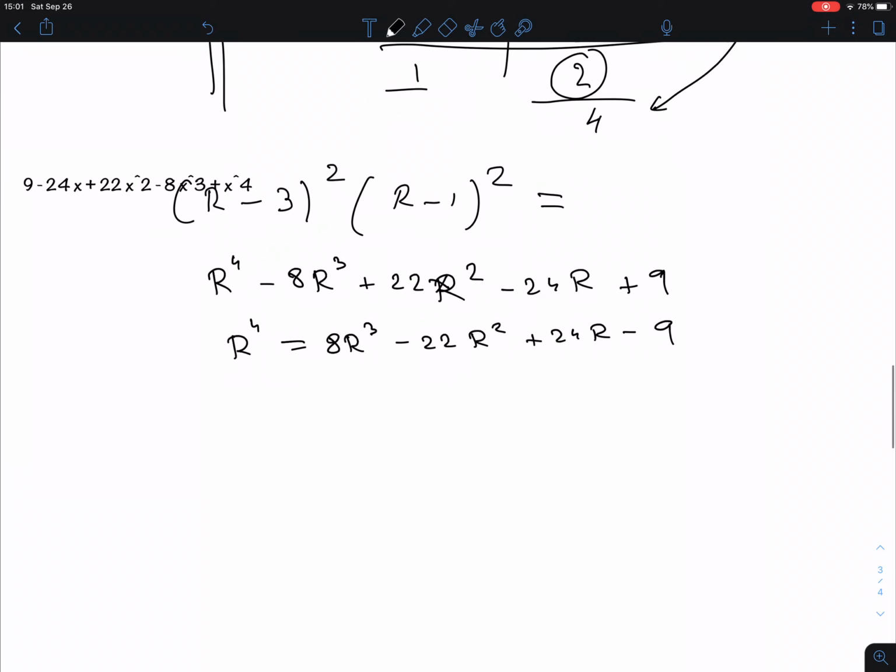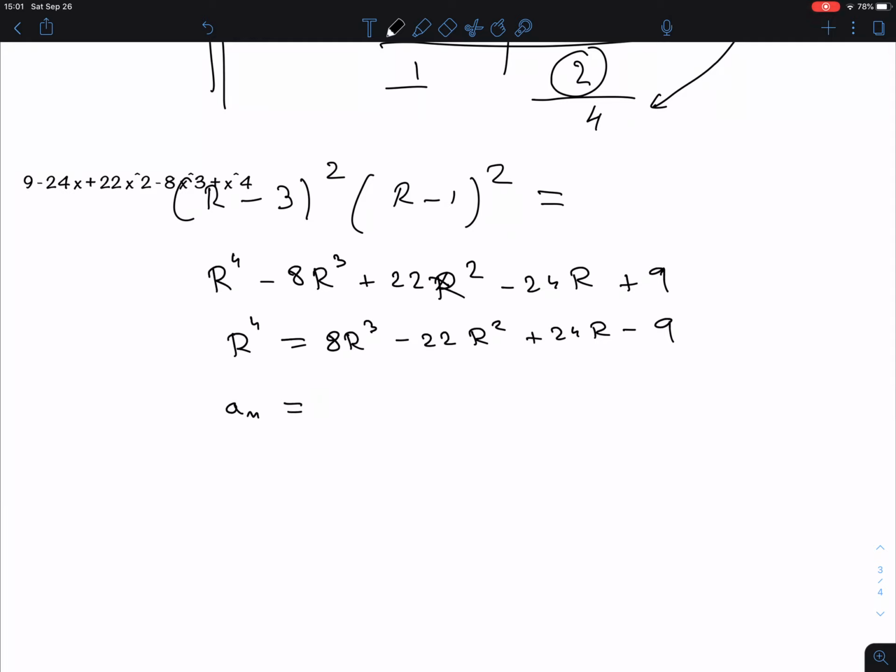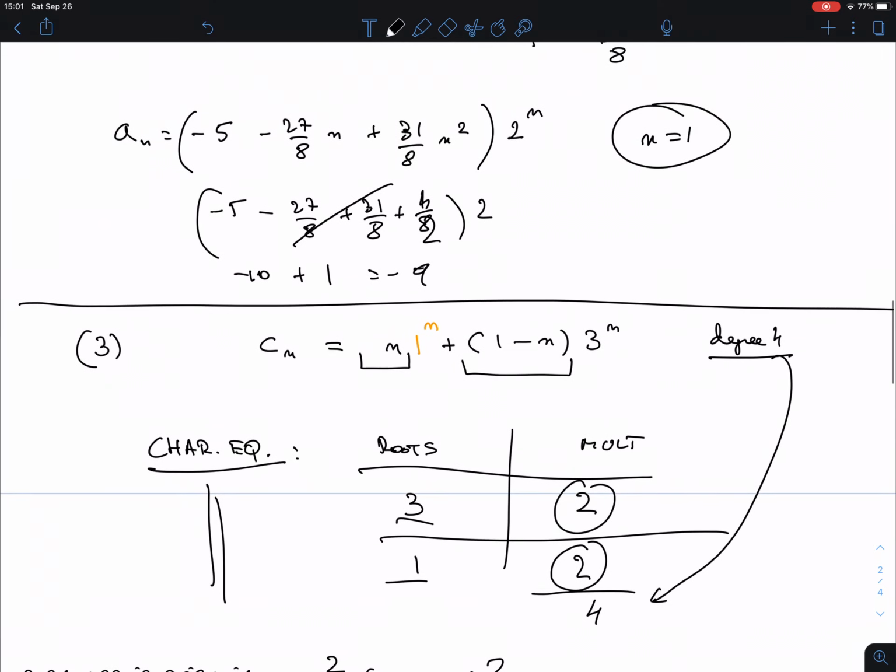And now I know that I can replace the powers of r by a_n's, and as the powers go down, the indices also go down. So we start with a_n, we have a_n equals 8 a_{n-1} minus 22 a_{n-2} plus 24 a_{n-3} minus 9 a_{n-4}. And that's the recurrence relation of our given solution here.